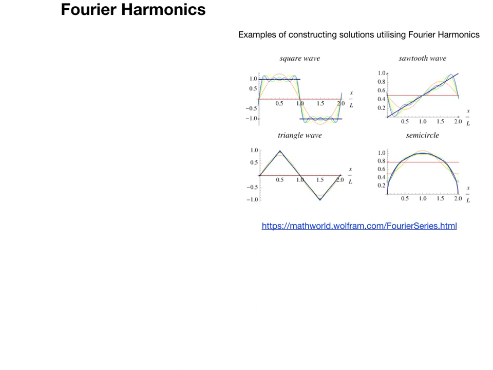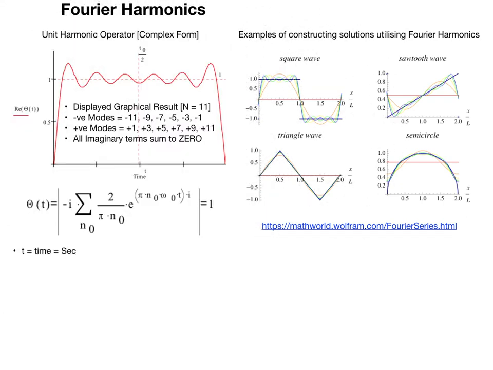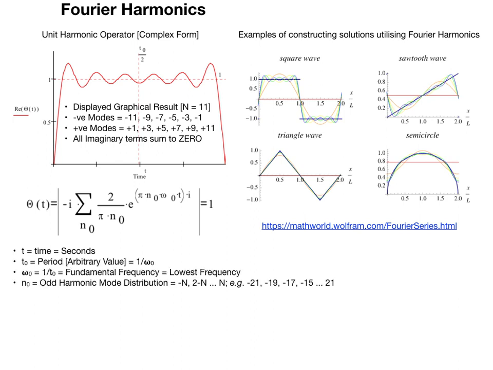It has existed for centuries and was developed by one of the greatest minds in the history of our species, Joseph Fourier. On the left-hand side, you see a graphical representation of the number 1, constructed utilizing Fourier harmonics in complex form. This is termed the unit harmonic operator. In our case, the number of terms plotted is n plus 1, where n equals 11. Hence, the number of terms plotted is 12.